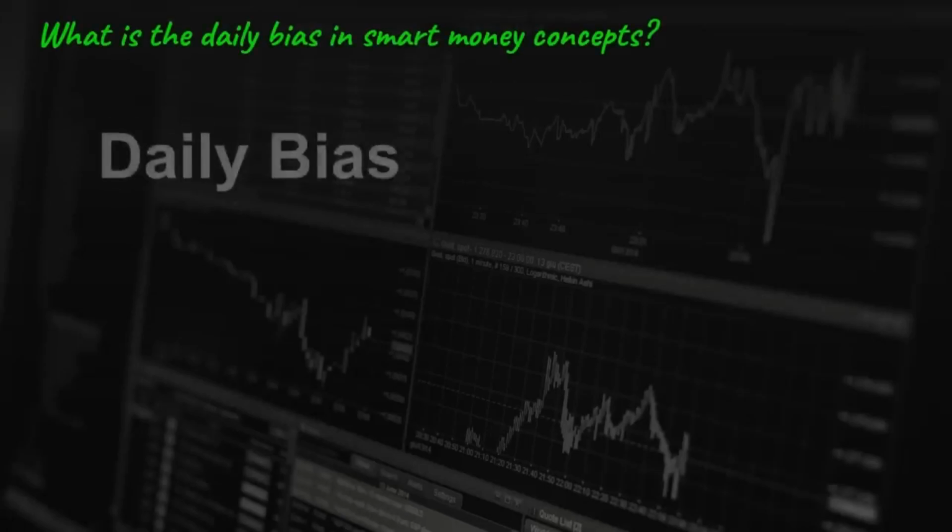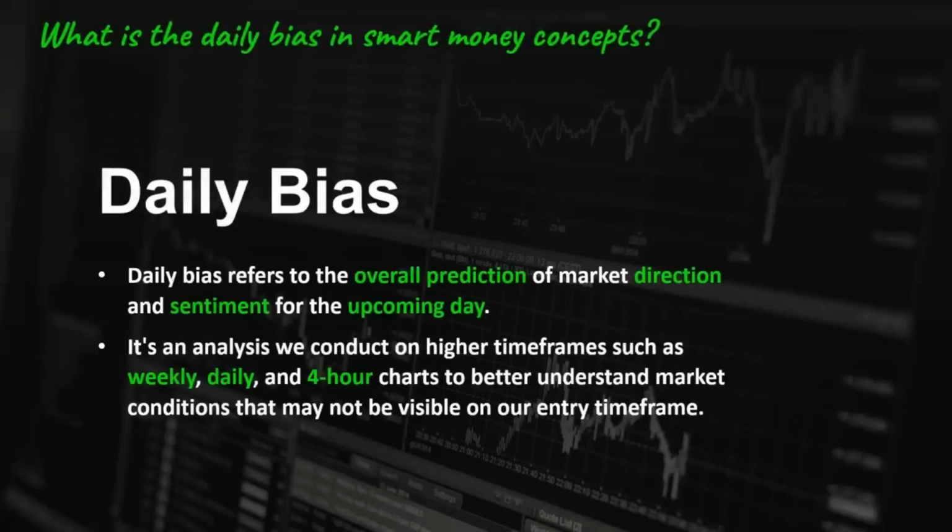So what is the daily bias in smart money concepts? As the name suggests, daily bias refers to the overall prediction of market direction and sentiment for the upcoming day. So basically, it's an analysis we conduct on higher time frames such as weekly, daily, and 4-hour charts to better understand market conditions that may not be visible on our entry time frame.